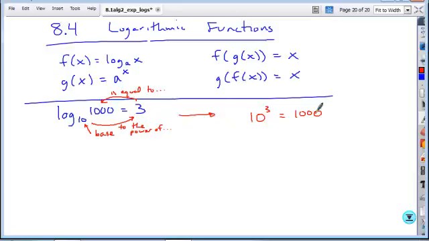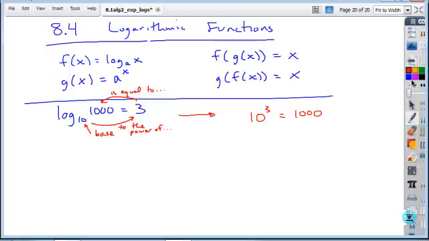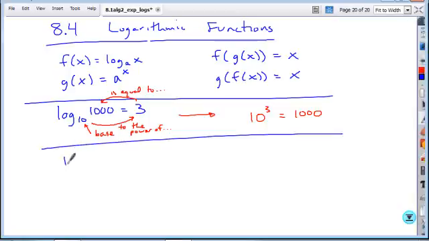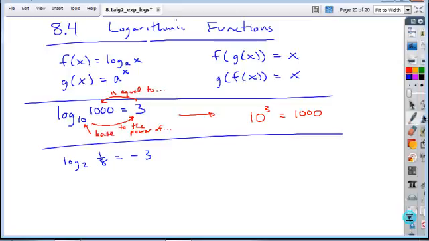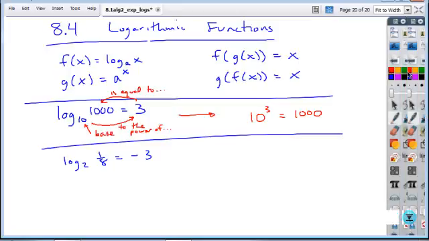So you can go back and forth between the logarithmic form and the exponential form. If I gave you something like the following, as long as that base is not equal to 1, if we take log base 2 of 1/8 is equal to -3, what would be the exponential form for this equation?